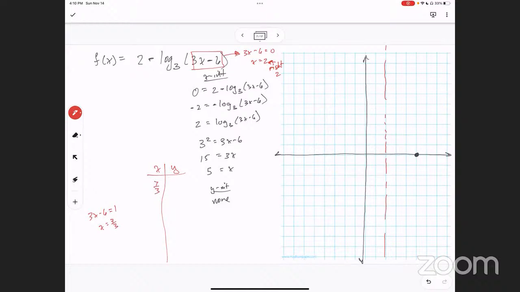So there's 1 point. And then we want this thing to equal, not 2, we want it to equal 3. 3x minus 6 equals 3, right? Because that's 3 to the first power. You got it? Which means x equals what?